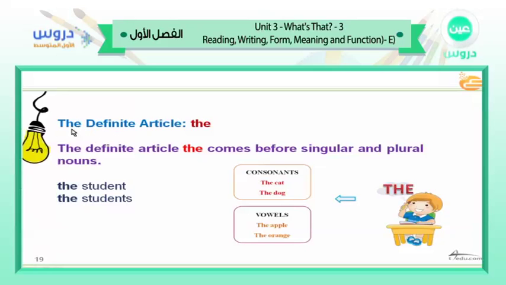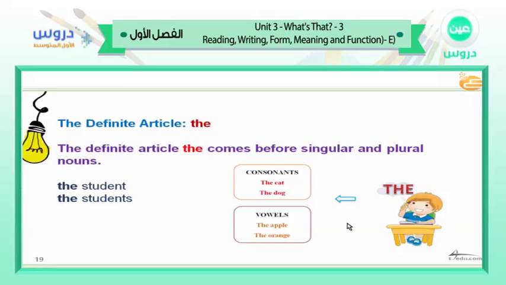The first point here: the definite article the comes before singular and plural nouns. For example, student, it's a singular noun. Students, plural noun. We use the with plural nouns and with singular nouns. For example, the student, the students.